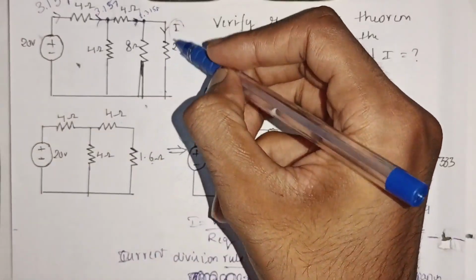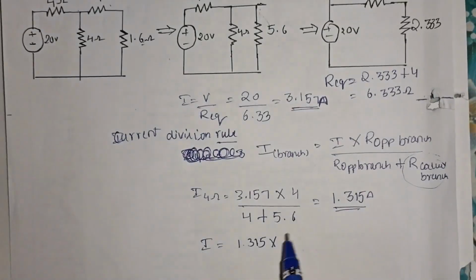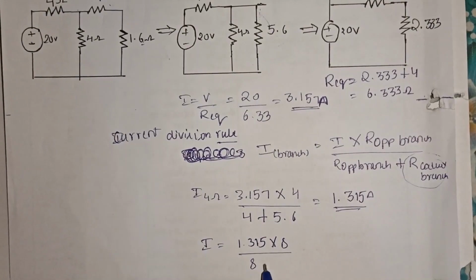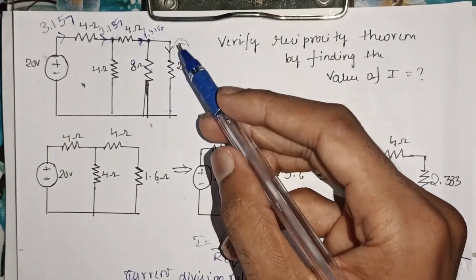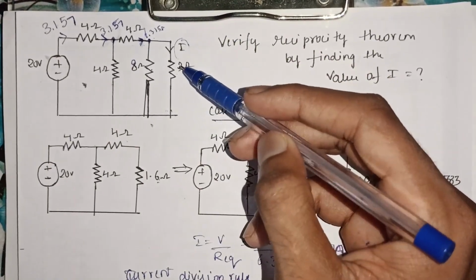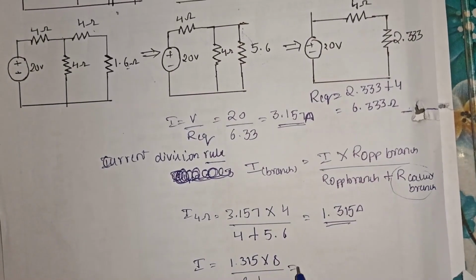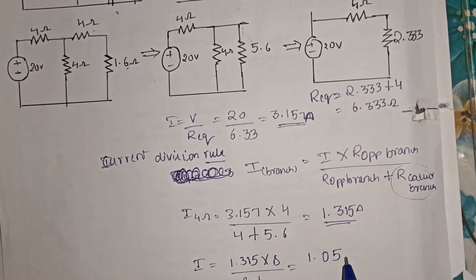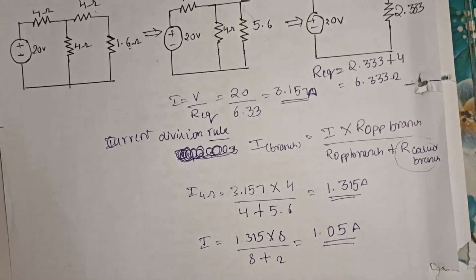Since I'm calculating the current through this branch, obviously my 8 ohm becomes the opposite branch. So 8 ohm, the opposite branch, divided by the resistance of the opposite branch plus my calculating branch. I'm calculating the value of current through this branch, right? So this becomes my 2 ohm. The whole answer gives you the value of 1.05 amperes. So this is case one.